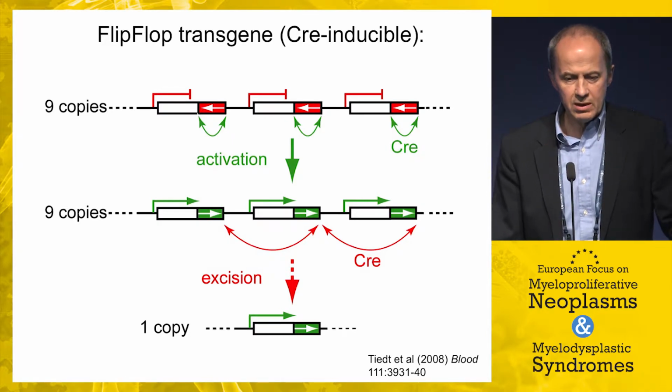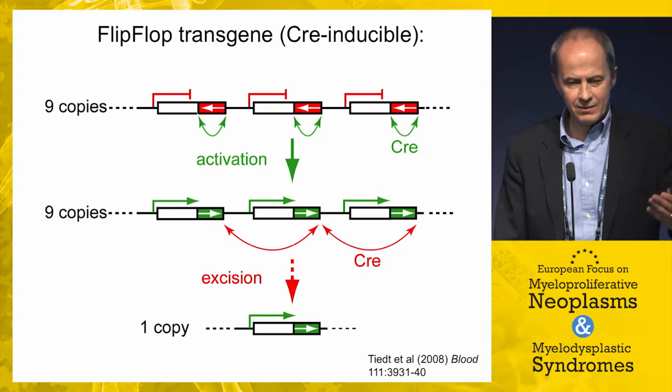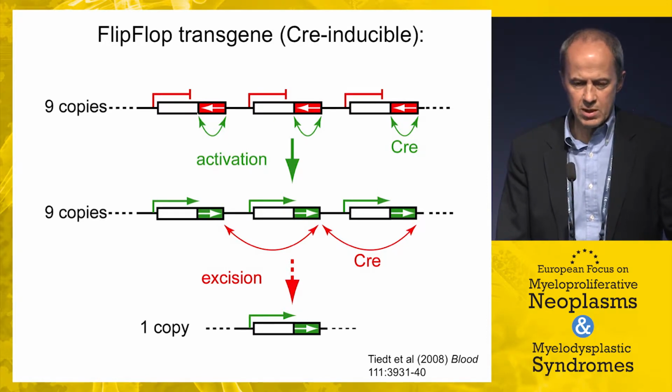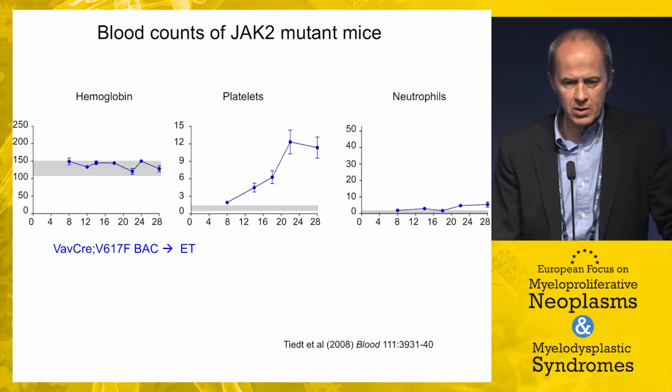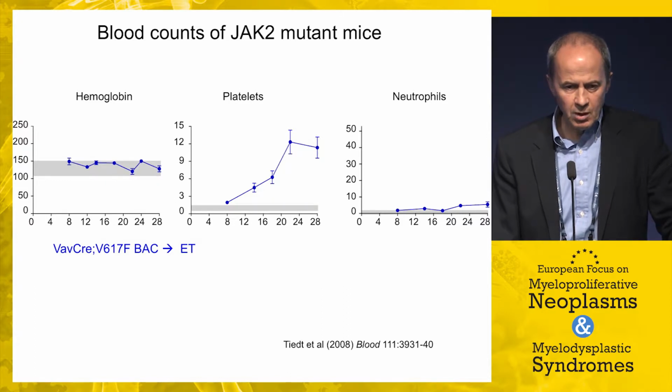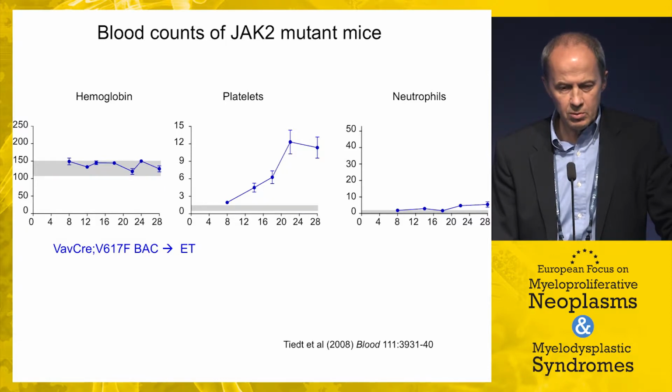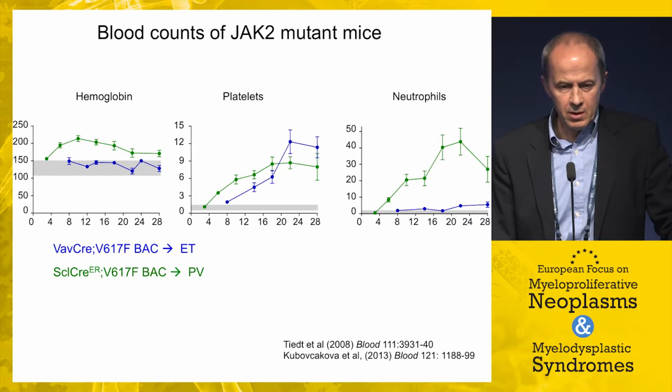So the short effect of Cre gives you higher expression levels, whereas the longer expression gives you decreased levels of expression. And that translates into the phenotype. So this is the long type of expression, VAV-Cre. The mice have high platelets but normal hemoglobin, so an ET phenotype. When we do a short pulse of Cre expression, then we get higher expression. We get a PV phenotype with high hemoglobin and high platelets.